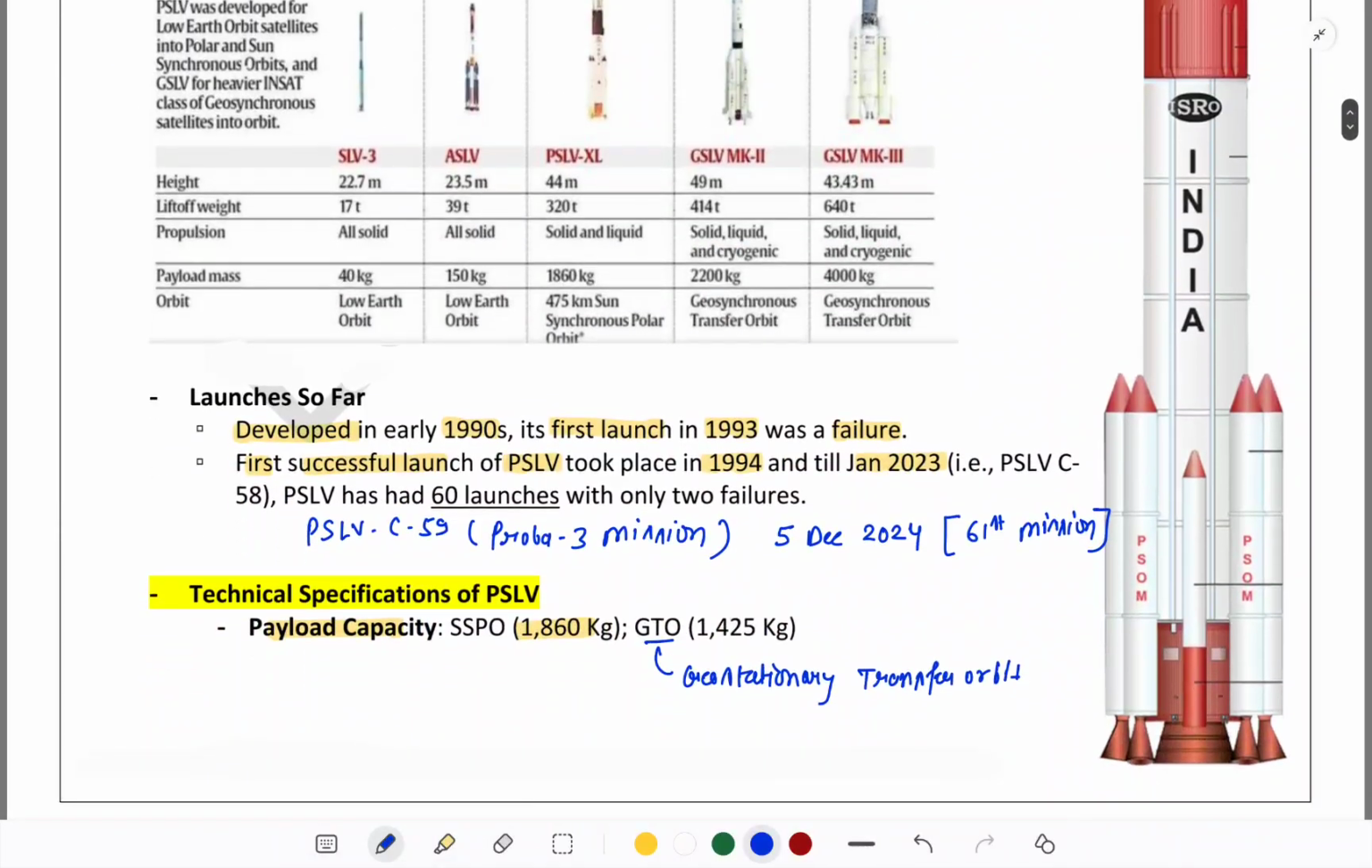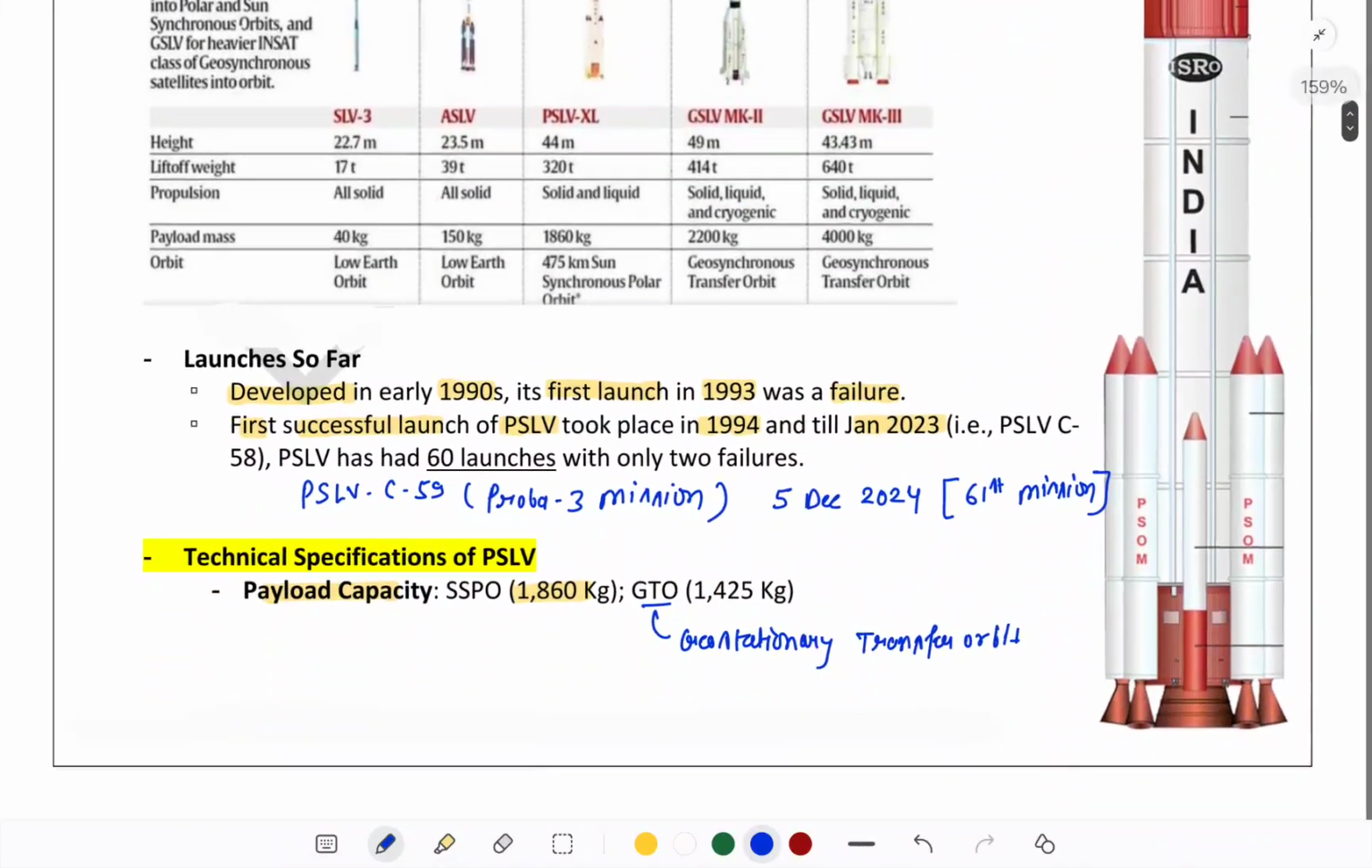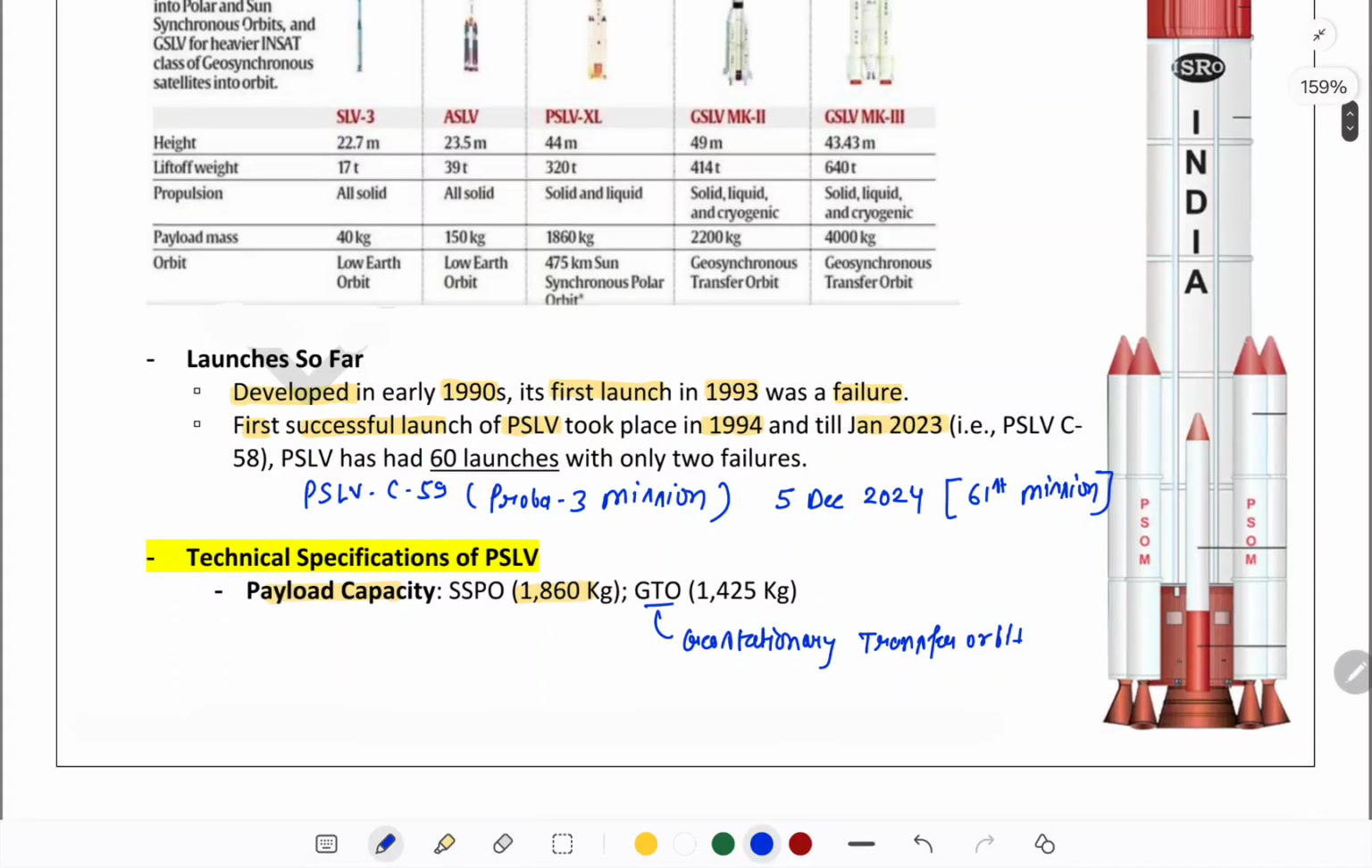Now one more thing I want to tell you. The first vehicle we developed in the 1990s, and we first launched in 1993, and it was a failure. The first successful one was in 1994. The 60th we launched in January 2024, okay?